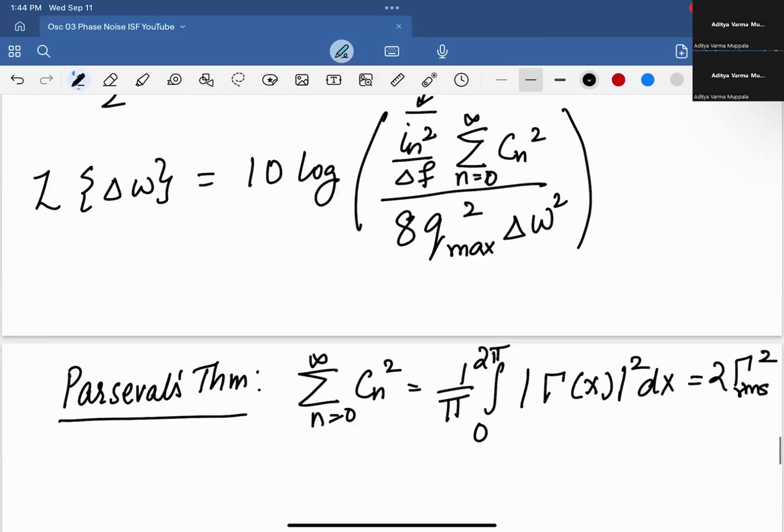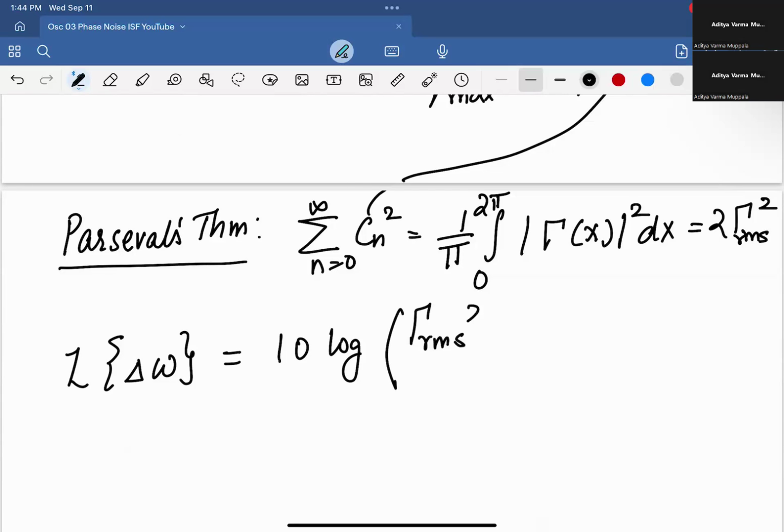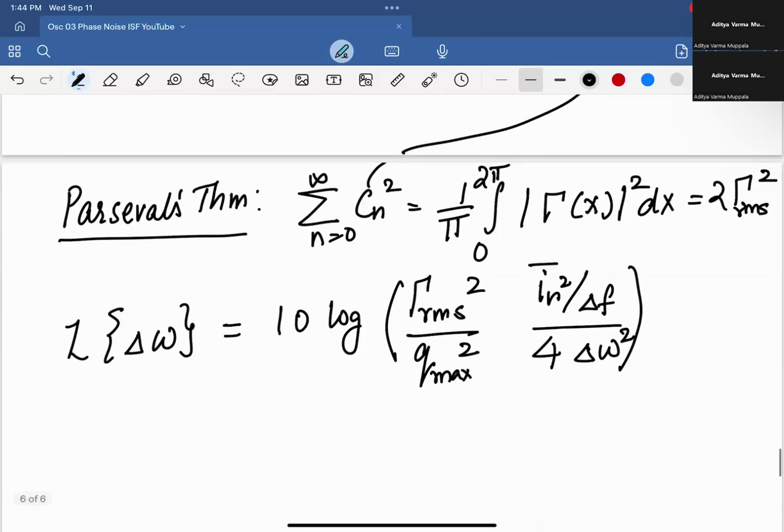Okay, so we'll substitute this term in here. And then we finally end up with the power spectral density of thermal noise that is modulated onto the phase noise, right? Gamma RMS square over Q max square times IN square bar, the power spectral density, divided by 4 times delta omega square. Okay, so you can see here that this is the 1 over f squared part of phase noise.